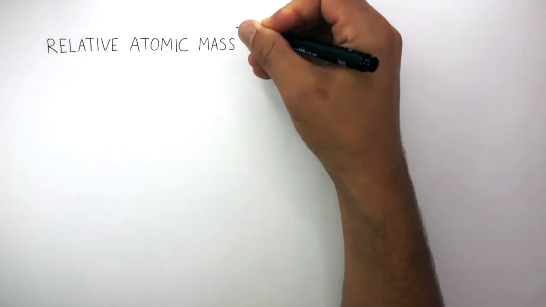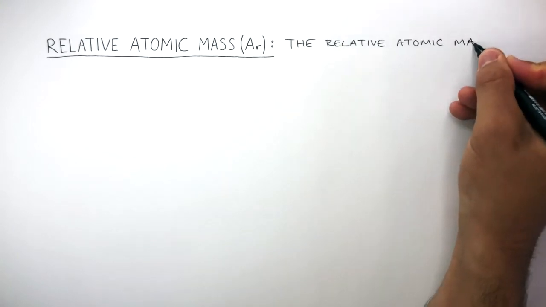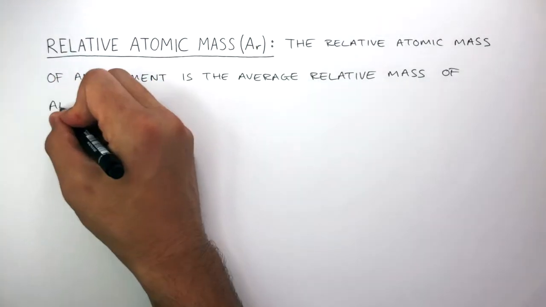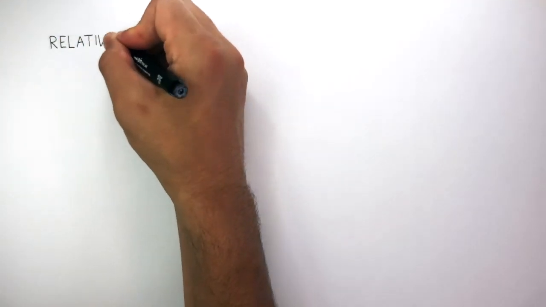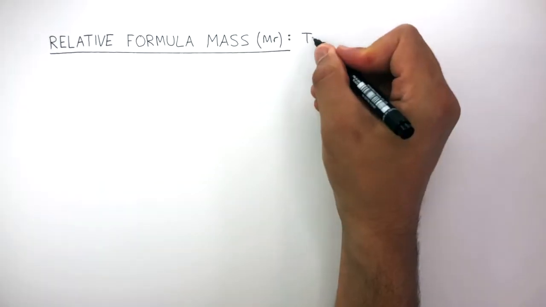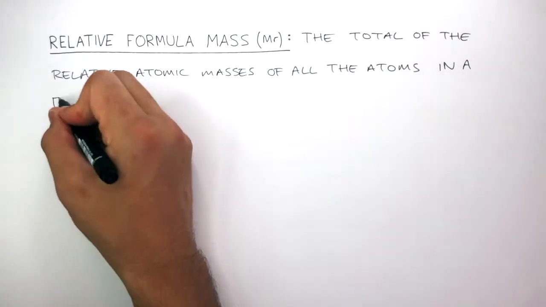Relative atomic mass, or AR for short, can be defined as the average relative mass of all the isotopes in an element. Whereas the relative formula mass, also known as MR, can be defined as the total of the relative atomic masses of all the atoms in a formula.